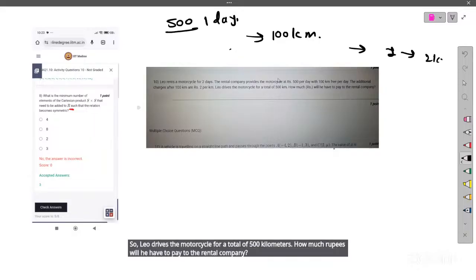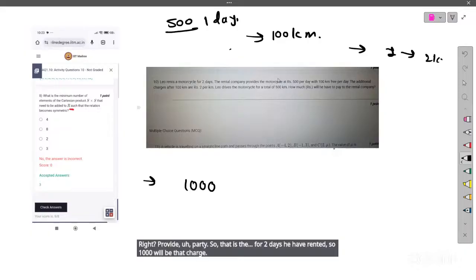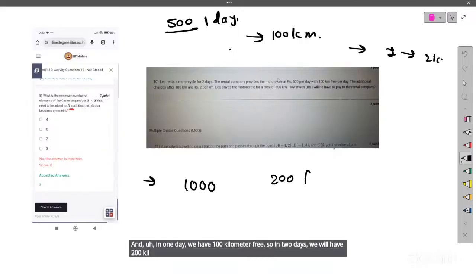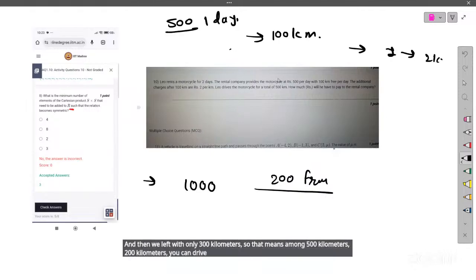So I think they are asking the total rupees, right? The rent is per day, and he has rented for 2 days. So 1000 will be that charge, and in 1 day we have 100 kilometers free. So in 2 days we will have 200 kilometers free, and then we are left with only 300 kilometers. So among 500 kilometers, 200 kilometers you can drive for free. But for the remaining 300 kilometers, we have to pay.